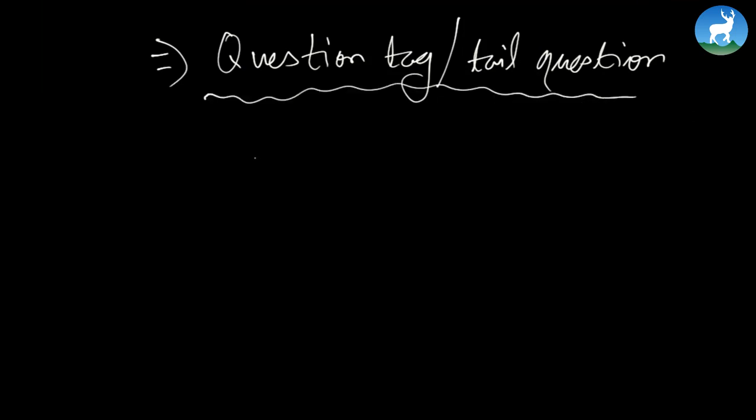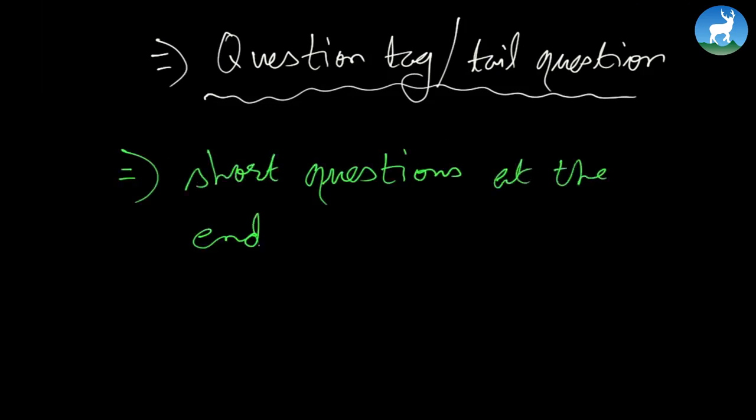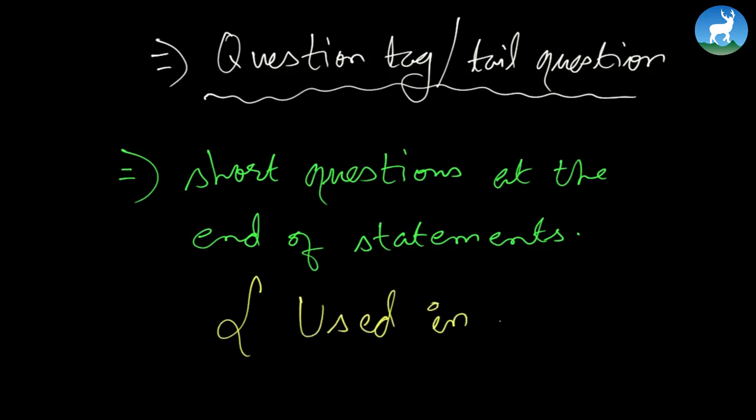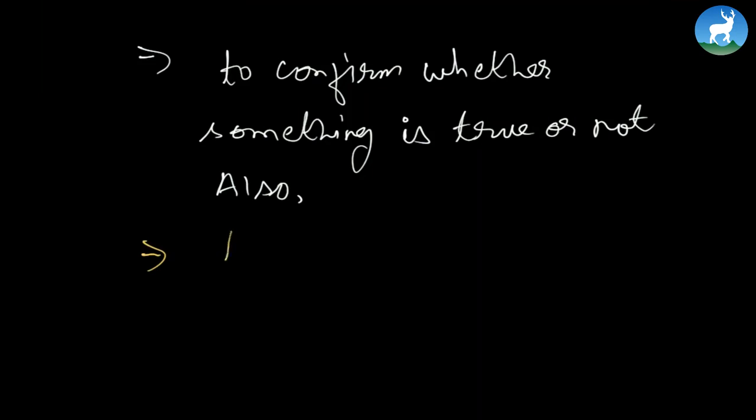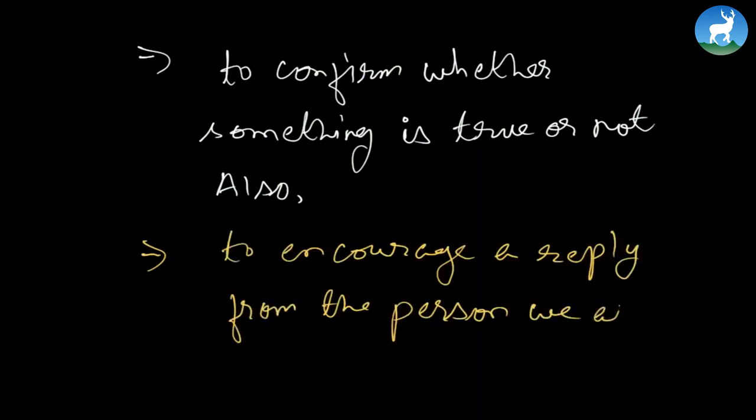We have to keep in mind a few things whenever we deal with question tags. In short, they are short questions at the end of statements. One thing is that question tags are mainly used in speech. We use them to confirm whether something is true or not, and also to encourage a reply from the person we are speaking to. These are the two reasons question tags are used in speech.